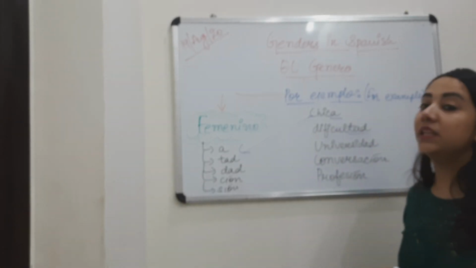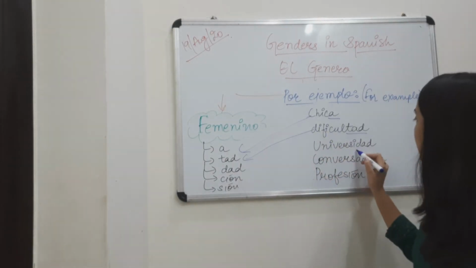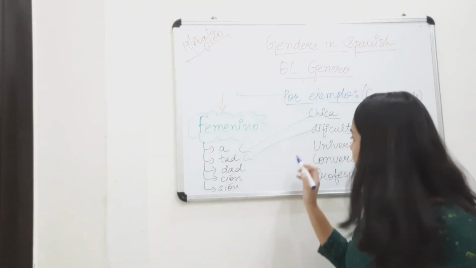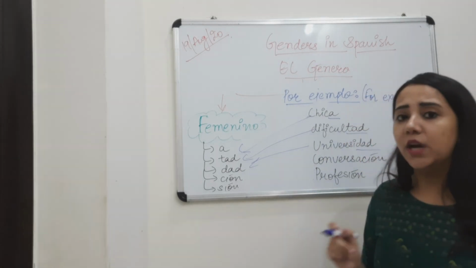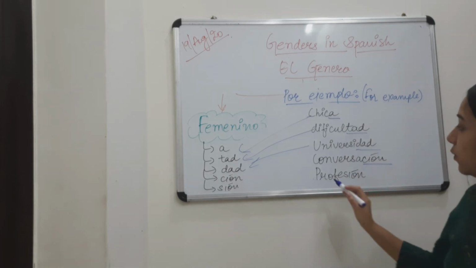Dificultad is ending with a tad, so it is feminine. Universidad is ending with a dad. So you have to see the endings. Okay? So here, conversación.